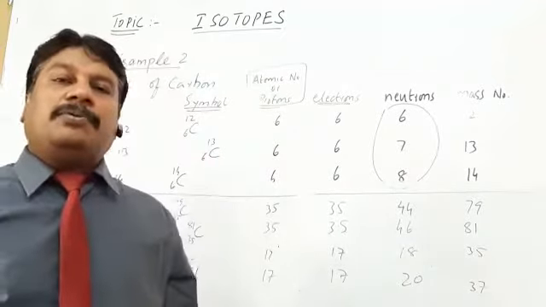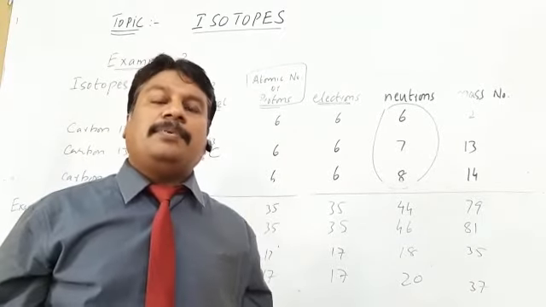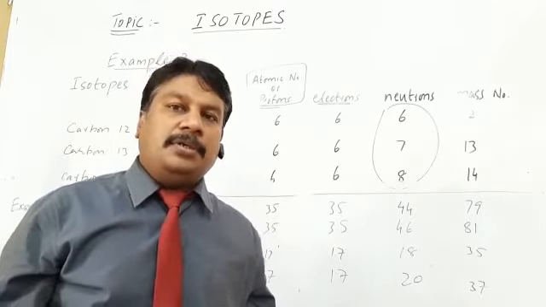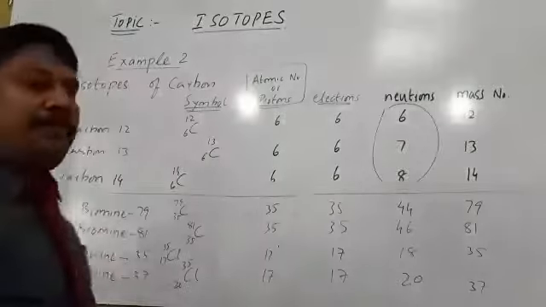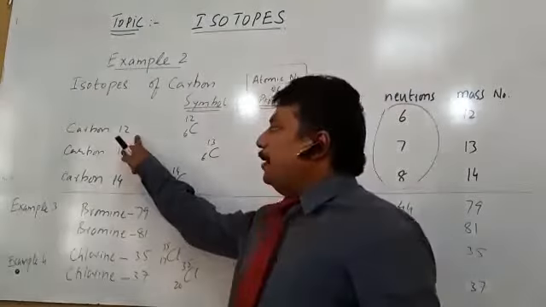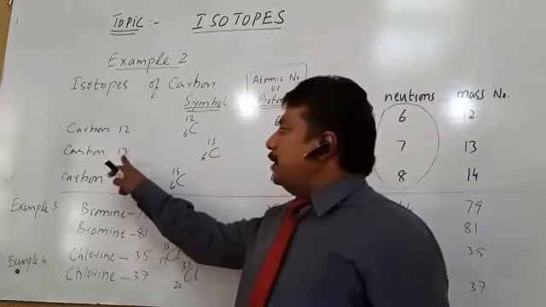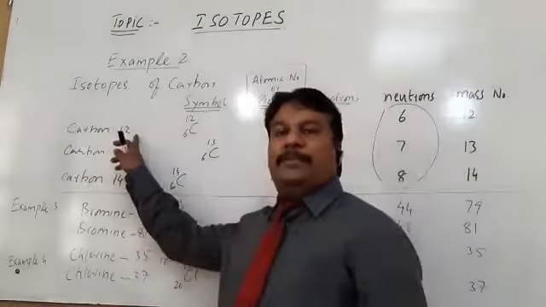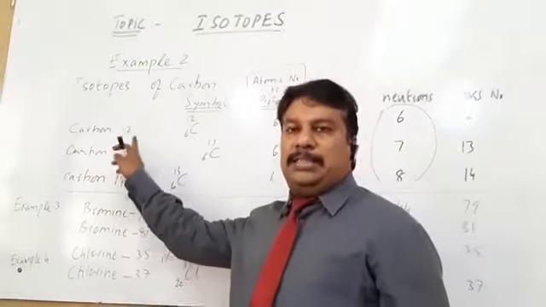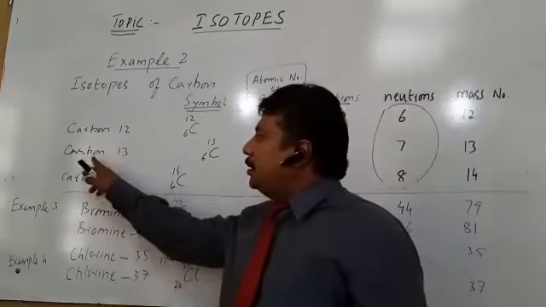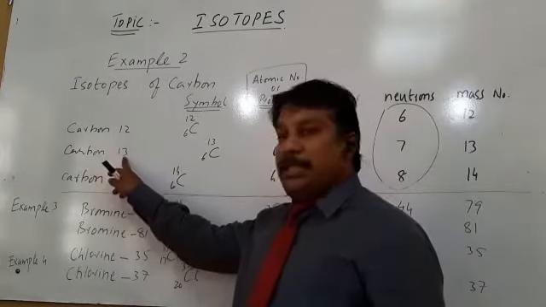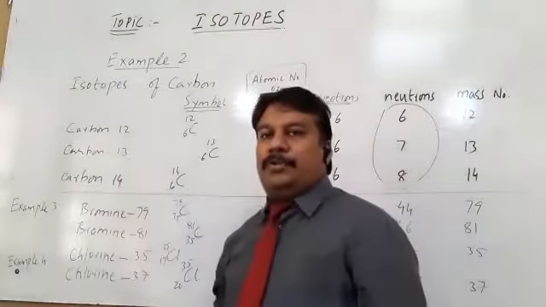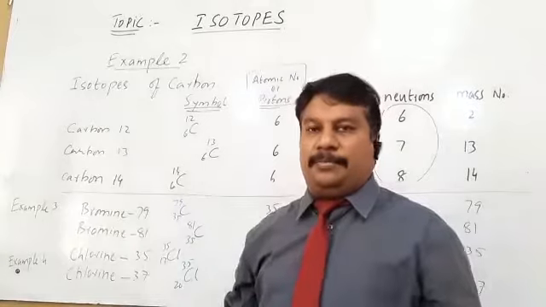Now let's take another example of isotope. The second example is about the isotope of carbon. Carbon also has 3 isotopes, just like hydrogen. The first isotope of carbon is carbon 12. The second is carbon 13 and the third is carbon 14. Carbon 12 is called carbon 12 because its atomic mass is 12. Similarly, the mass of carbon 13 is 13 and the mass of carbon 14 is 14. So they are named after their mass numbers.